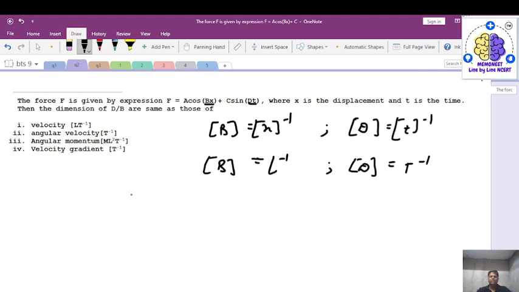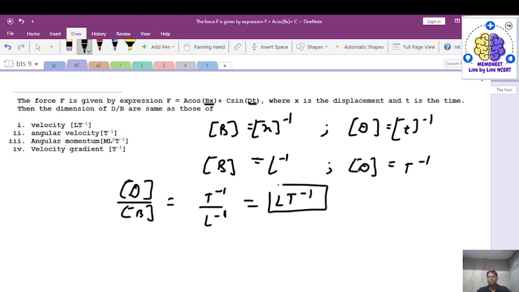So they are asking us the dimension of d upon the dimension of b, right? The dimension of d is T inverse and the dimension of b is L inverse, and this would result in L T minus 1, which is the dimension of velocity. So out of this we have the first option, velocity, as the correct answer.